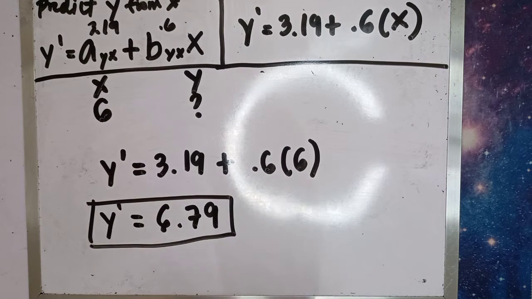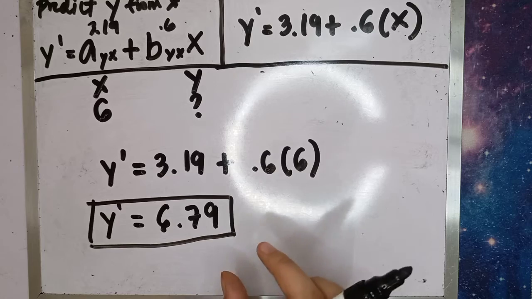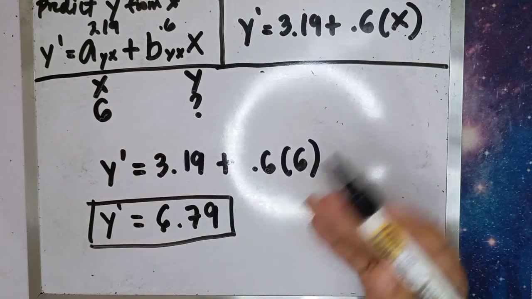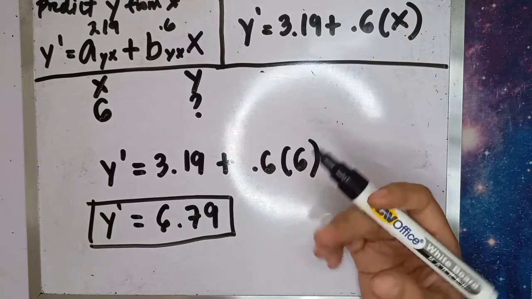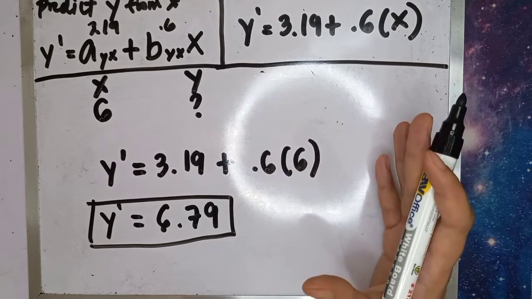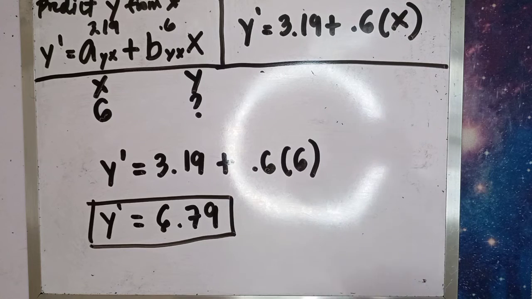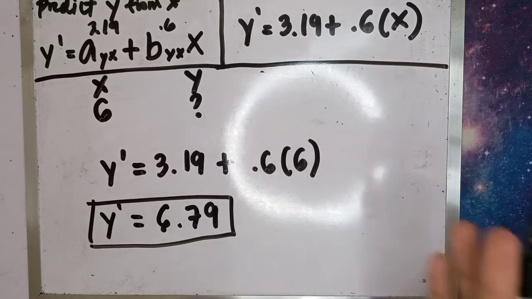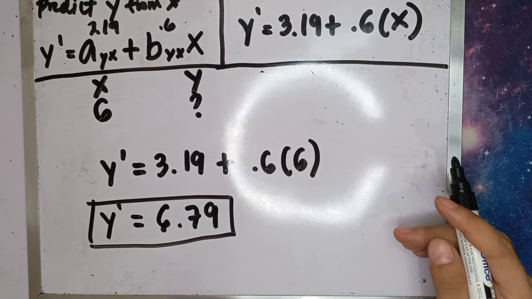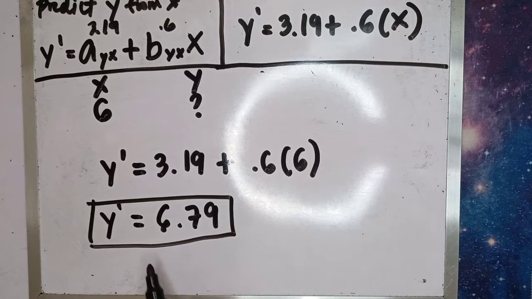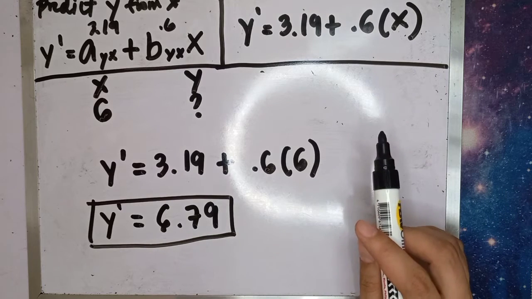Kapag ang isang individual ay 6 ang nakuhang score, more likely ang makukuha niyang Y ay 6.79. Again, this is not really accurate, this is just a prediction. Kasi sa statistics, meron naman din talaga tayong type 1 error and type 2 error, but we will discuss it later on. Okay? So, yan ang magiging value niya.